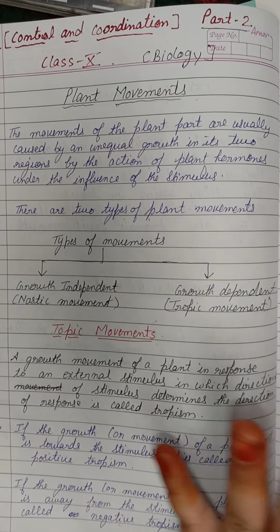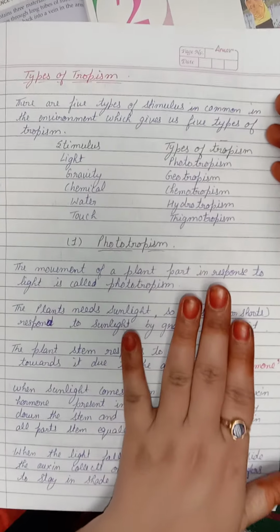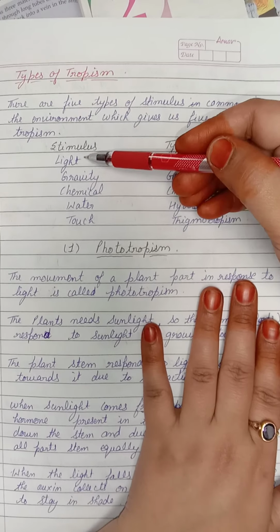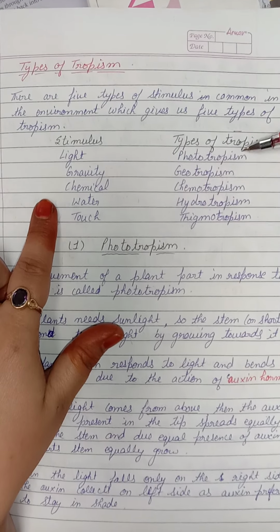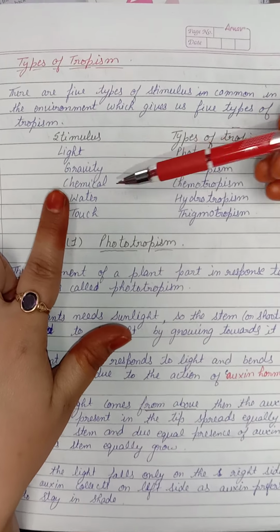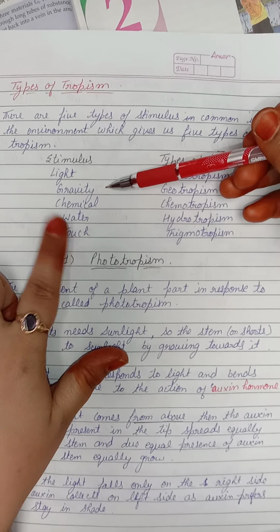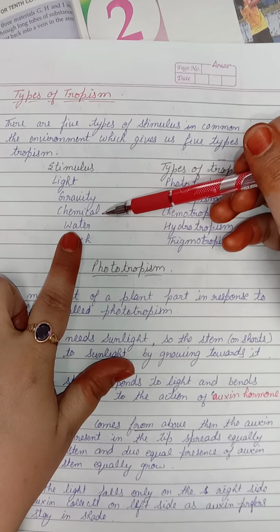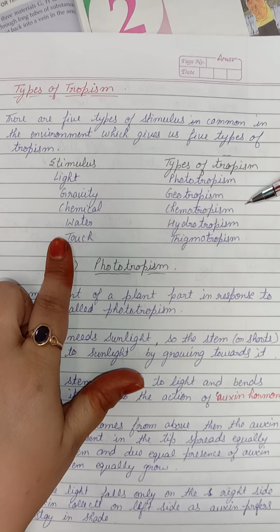Normally in the environment we have 5 common types of stimulus. On the basis of this only, we also have 5 common types of tropism. The first stimulus is light, and if the plant is responding to the light, then it is called phototropism. The second one is gravity; if the plant shows movement according to gravity, then it is called geotropism. The third one is chemical, and if the movement is according to the chemical, then we call it chemotropism.